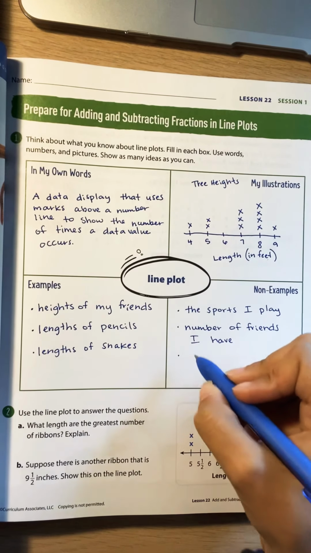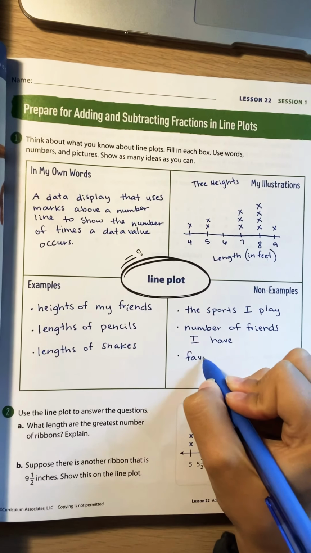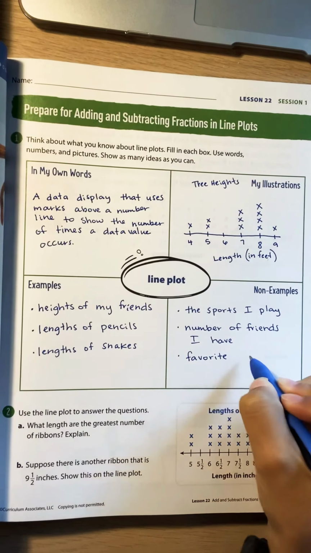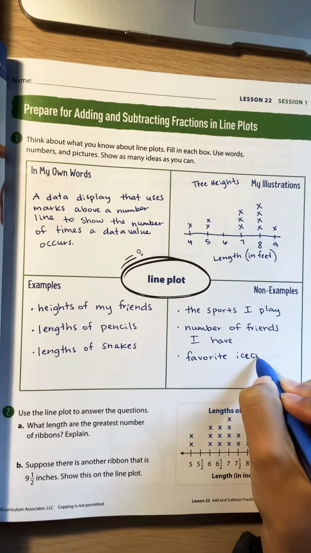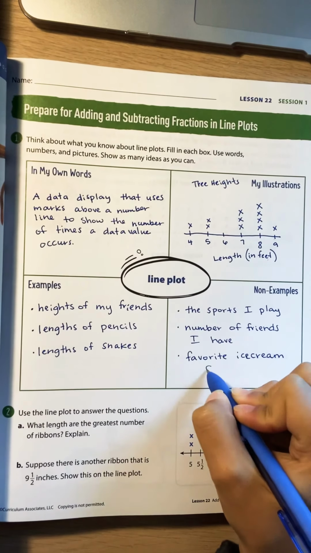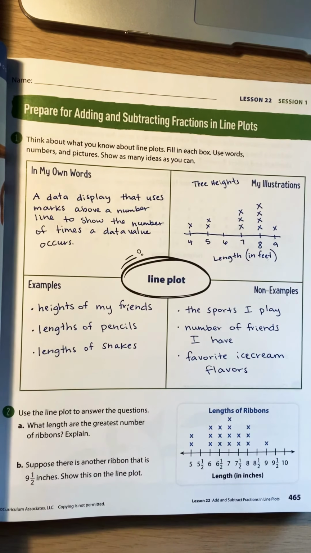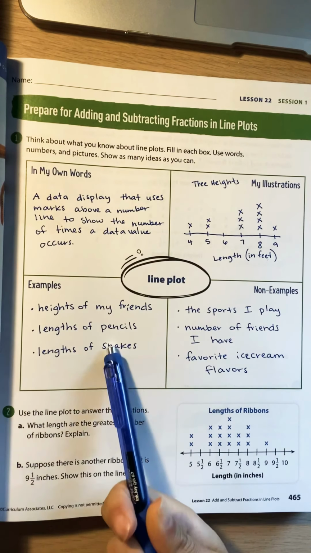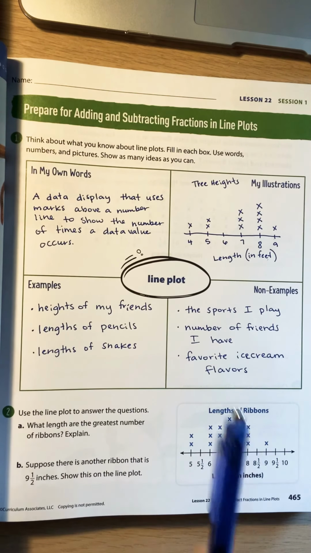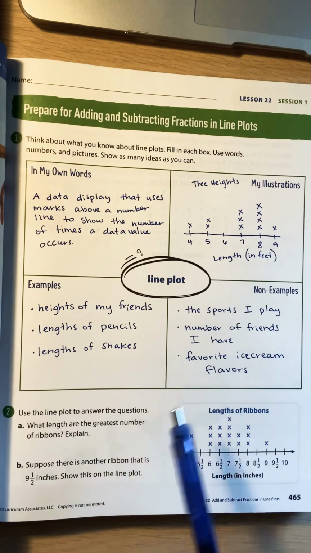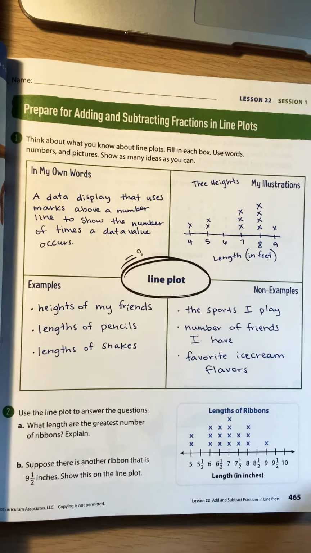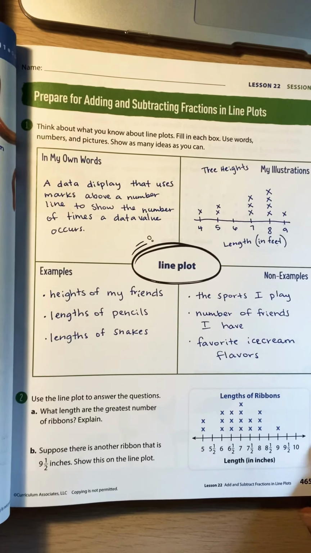Or favorite ice cream flavors. Okay, that doesn't belong on a number line. Okay, so there are certain things that you can measure with a line plot, and then there are a lot of things you cannot measure with a line plot. That could go on forever. Okay, let's go down to number 2.